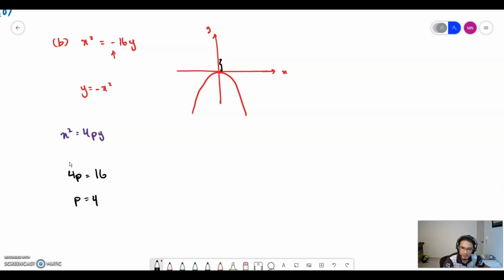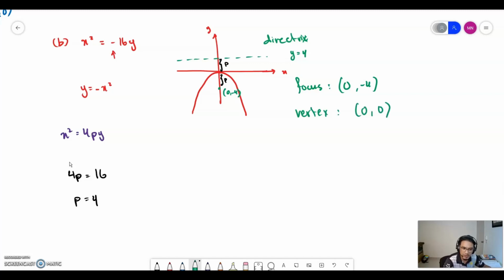So this will be the position of p, and this will be the position of p. From that we can draw the line of the directrix. So now our directrix equation will be y equals 4, and our focus will be (0, -4), and our vertex will be at (0, 0).